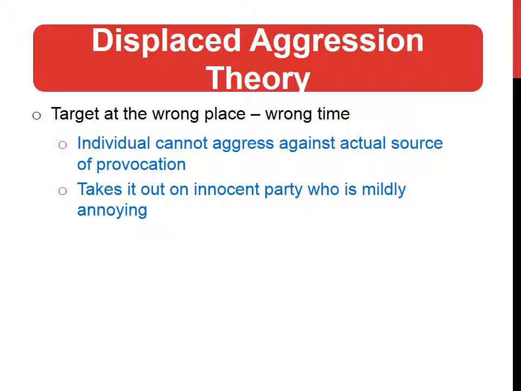Displaced aggression theory, on the other hand, basically suggests that aggression is displayed at somebody who is the target or victim who just happens to be in the wrong place at the wrong time. The theory suggests that aggression is displaced because the individual cannot aggress against the actual source of provocation. As a result, he or she takes out that feeling of aggression and frustration on an innocent party who is mildly annoying. Take, for example, a parent who is very frustrated at his or her boss at work.